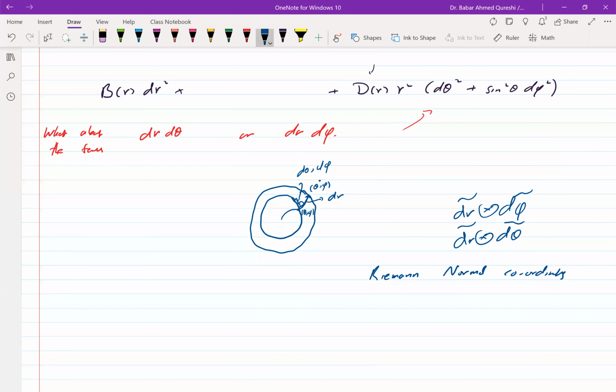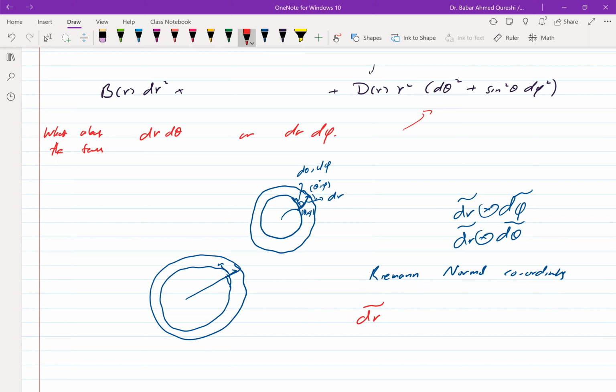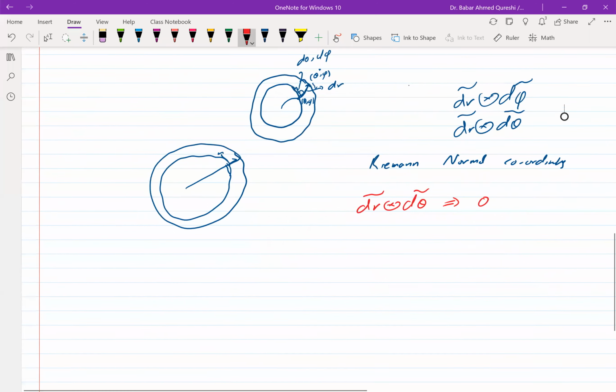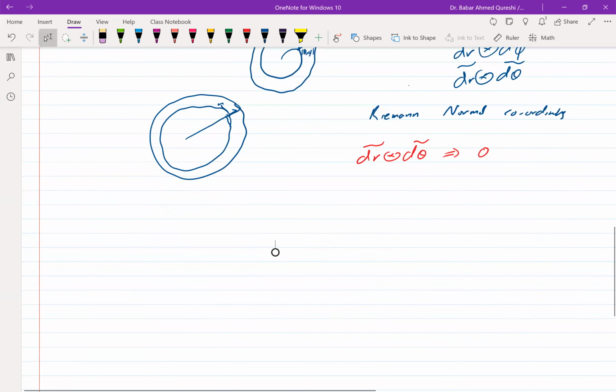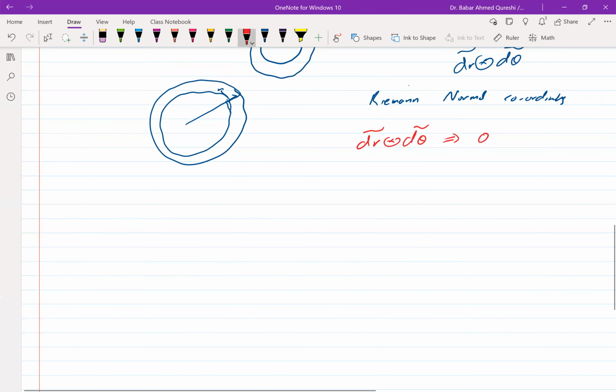So I can change this coordinate, I can rotate this sphere, I can bring these in a form so that they align perfectly. The spheres align perfectly, and I have lines going like this, so that this vector and this vector are perpendicular. So in that case, this term will have a coefficient 0. So the most general metric would be of this form.